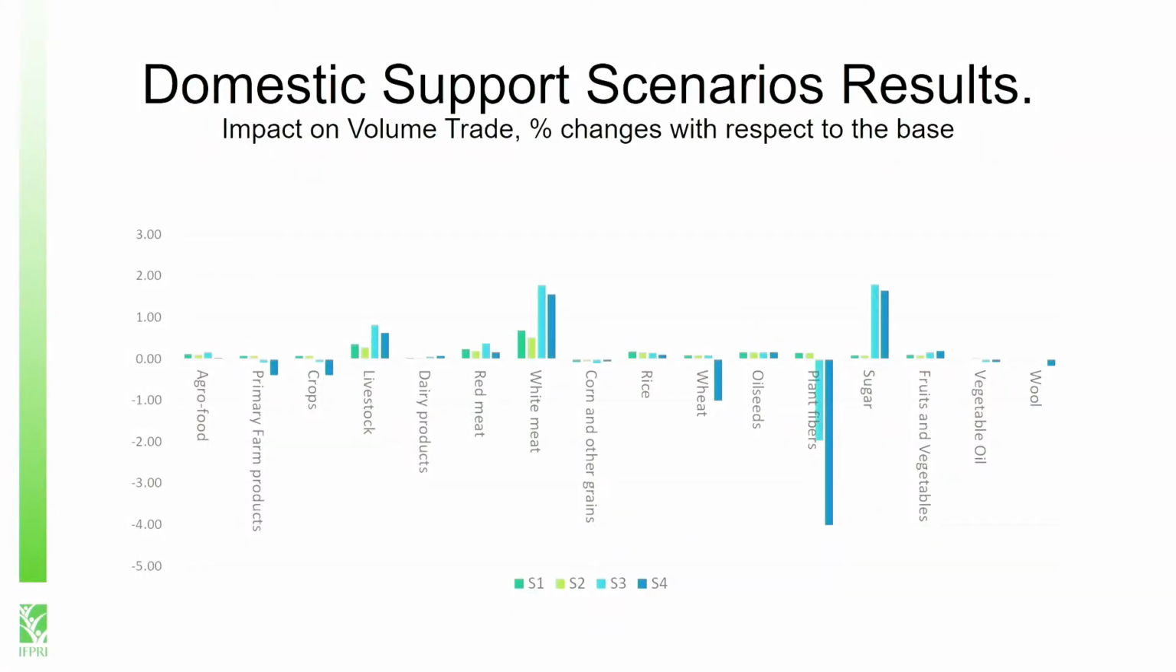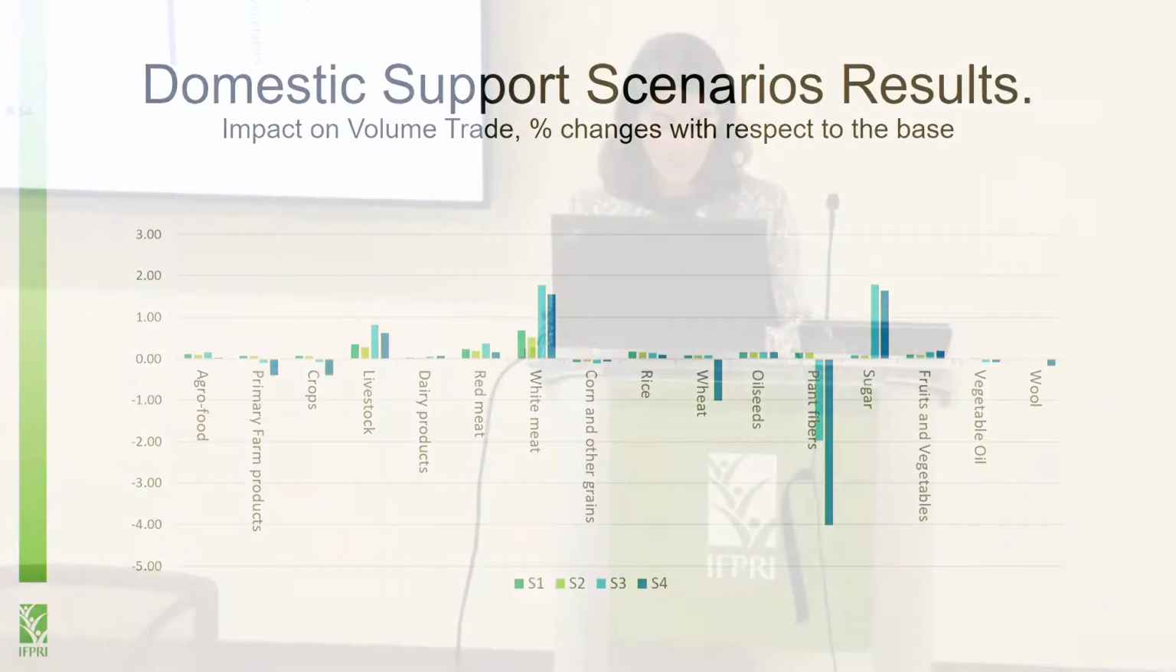If we want to look at the impact on trade volume, we see the same pattern as the international prices, where the first 2 scenarios, which are the limits on the OTDS, give the smaller changes compared to the ones where we actually put a product cap. Here again, we see that cotton has the biggest changes of all, followed to a lesser degree by wheat, vegetable oil, and wool.